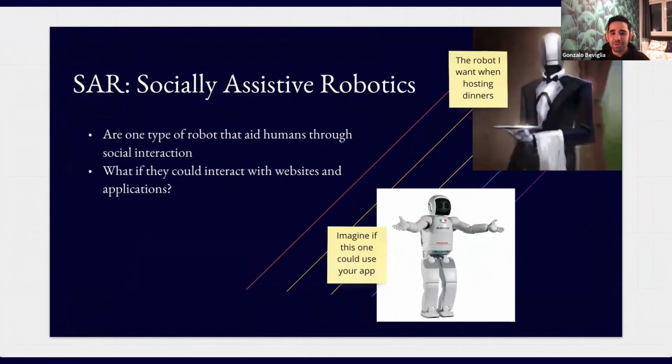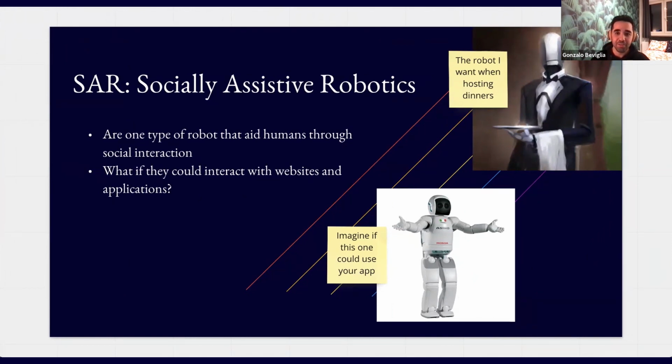Now I want to discuss very briefly some ideas about robots. I will start by saying that socially assistive robots help humans through social interactions and performing different tasks. Why is this relevant in an accessibility talk?